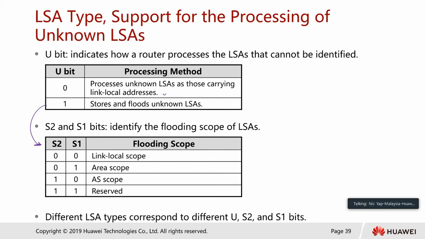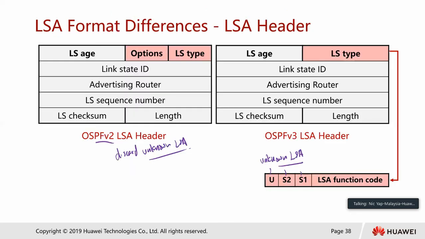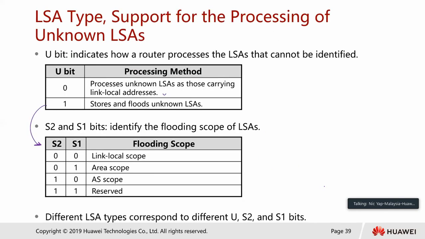So you can see that in total they provide 2 bits, plus 1 bit which is the U bit. That is how it works. This field is 16 bits over here. The first bit is considered the U bit, then S2, S1, then 0, 0, 0, 0, 0. This is 1 byte.